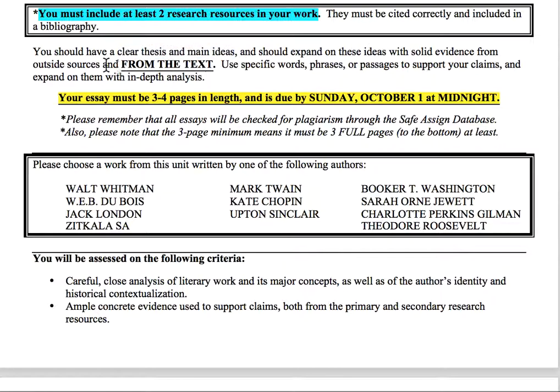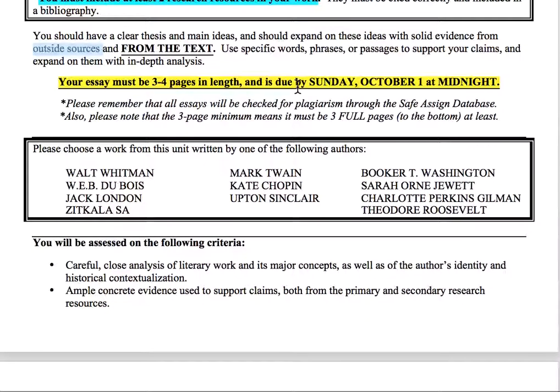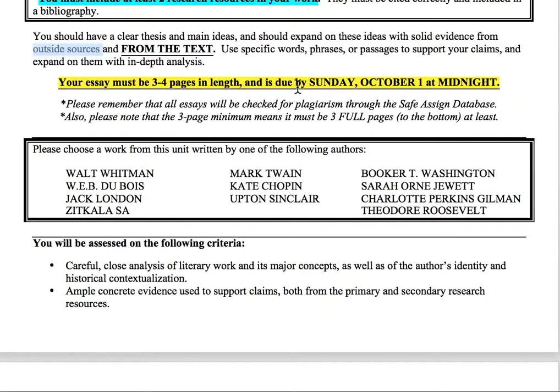And then support that even further with two outside sources. Make sure you pull quotes from those outside sources, or just pull the information at least if it's something like a biography, contextualization. But really, quotes are usually better. Use specific, again, words, phrases, or passages to support your claim. So use quotes.